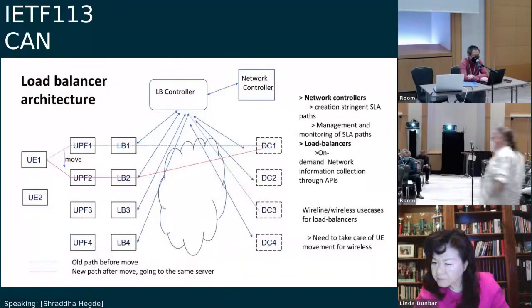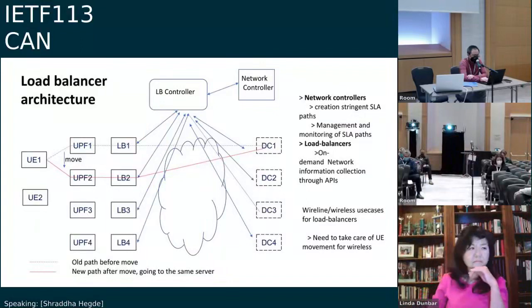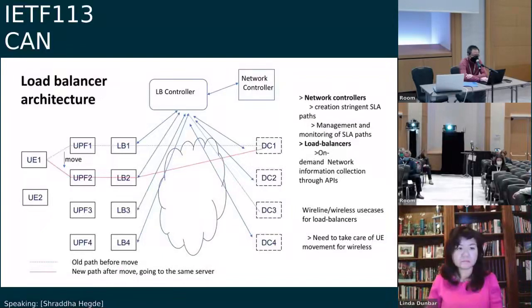So it can also collect the network information from the network controller. So, for example, on demand, it can ask whether for this particular site there is a network path available that satisfies particular latency and bandwidth constraints, or other constraints that are required. And based on that input, the load balancers can make a decision to choose the right site where the traffic needs to be steered.